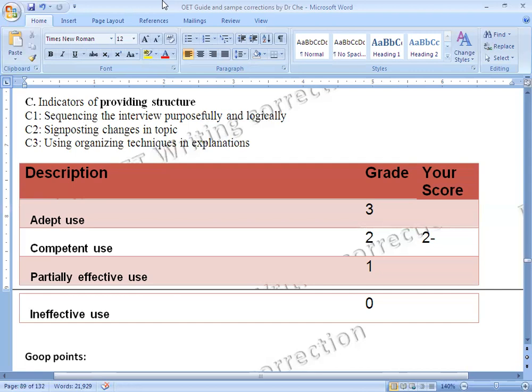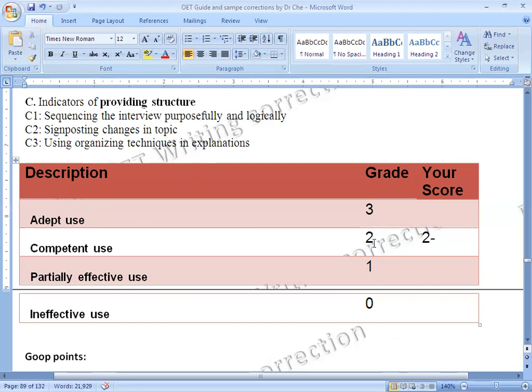Am I clear so far? This is taking feedback from the patient, incorporating the patient. This is the second criteria that we have discussed. Getting feedback on whether the patient is understanding or not is also good. Signposting changes, using organization techniques. There are different organization techniques you can use.